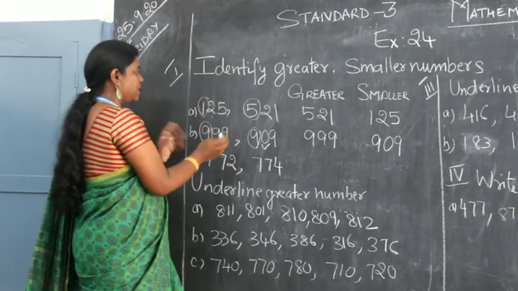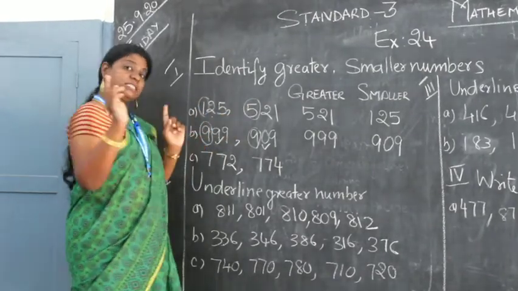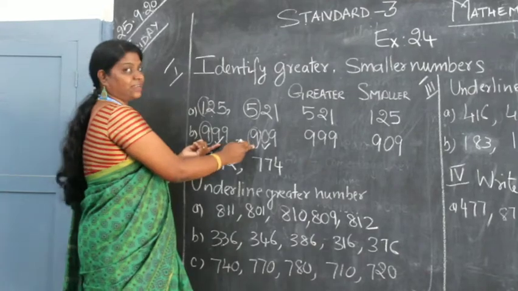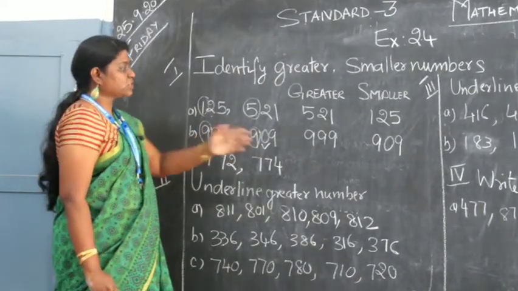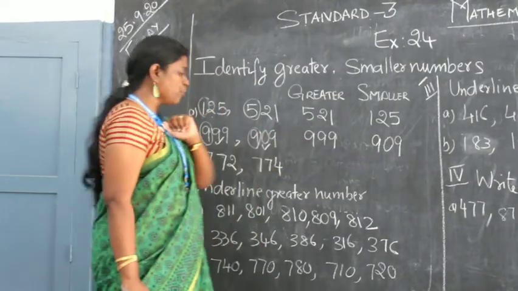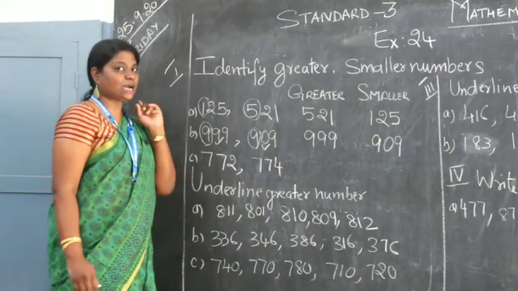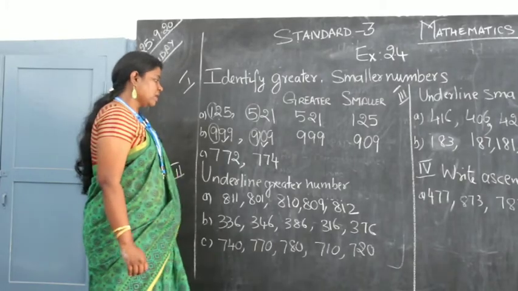So what you have to do: first see the number of digits, count them. If they are equal, then you see the first digit. If the first digits are also equal, you go to the second. If the second is also equal, then you go to the third digit. That is how you can find out which is greater and which is smaller. I hope you have understood. If anybody has any doubts, you can definitely call me or WhatsApp me.